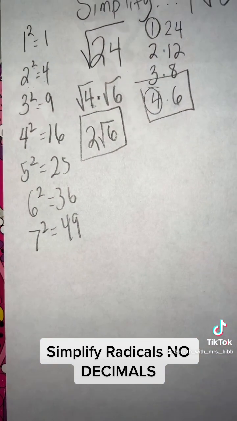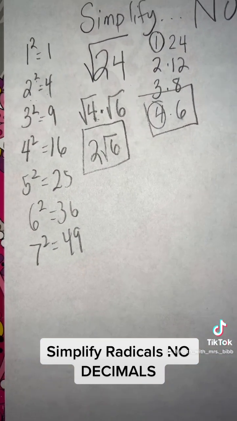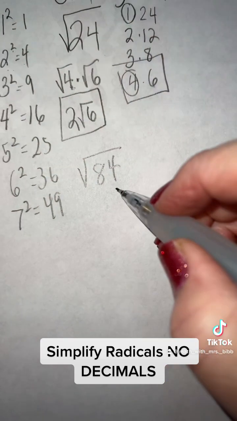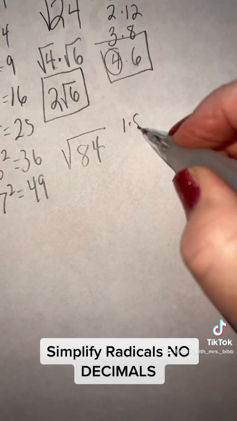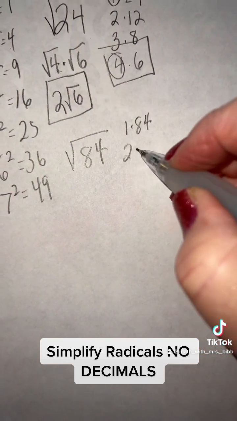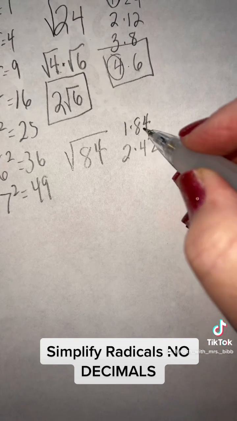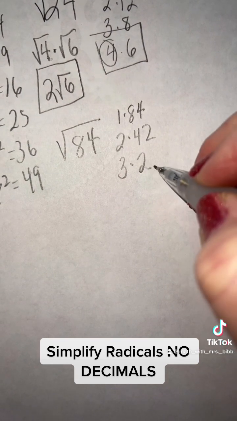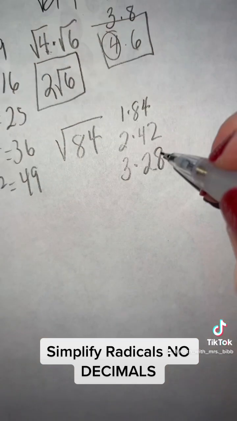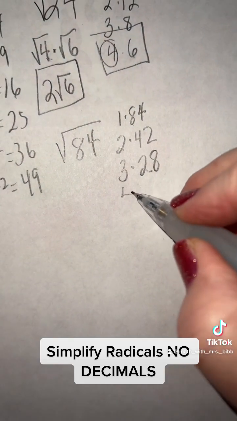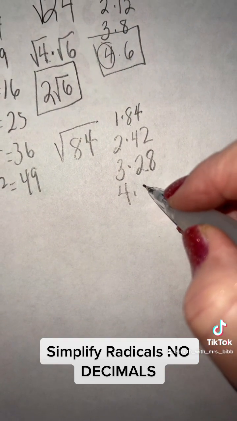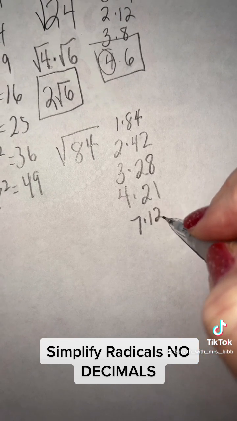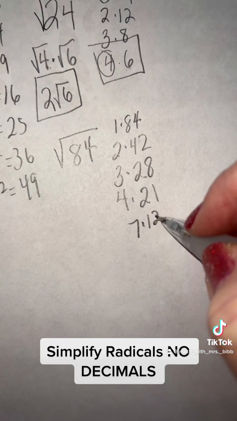The next question that I want to do for them, I want to do the square root of 84. 84 is not a perfect square, so I'm going to think about the factors of 84. 1 times 84, 2 times 42, 8 plus 4 is 12, so 3 will divide evenly into 84. It goes 28 times. 4 will divide evenly into 84 21 times, yes. And 7 times 12, that's also a product of 84.